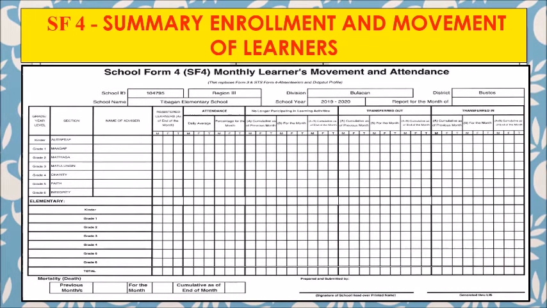SF4, or the Summary Enrollment and Movement of Learners. Description: a form used for enrollment count, transferred in/out and dropout by grade level, or the summary of SF2, to be prepared by the school head. Mode of preparation: it is generated partially from Learner Information System, or LIS, and manual monthly.